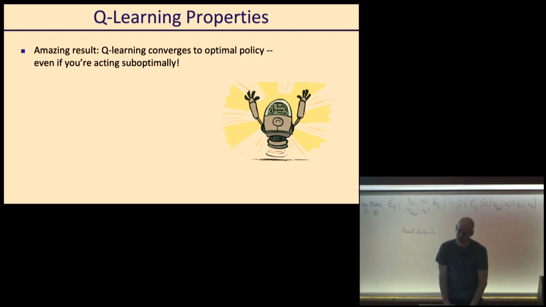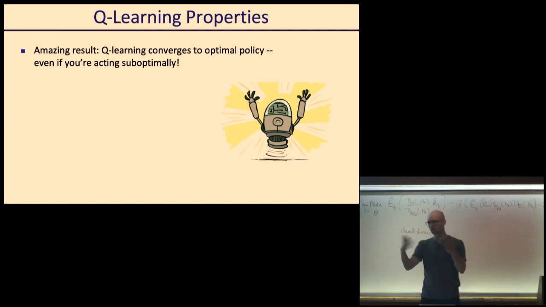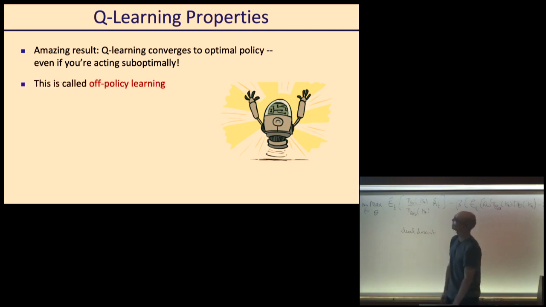Some very good properties. It converges to the optimal policy, even if you're acting suboptimally at all times. Even if you never care about acting optimally, you'll still find the optimal policy. Why? Because we saw the update equations, and we know this is a stochastic approximation that over time converges to the solution of the original equations, which find the solution to the Bellman equation, which is the optimal Q values. This is called off-policy learning, because you never even have to act optimally, yet your Q values at some point will somehow encode the optimal Q values, hence the optimal policy.